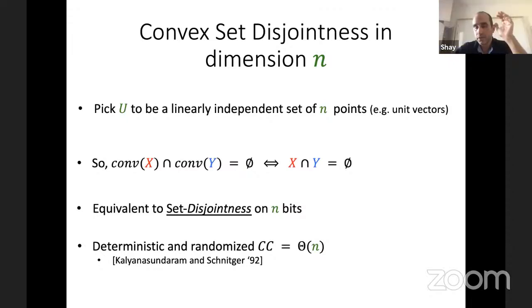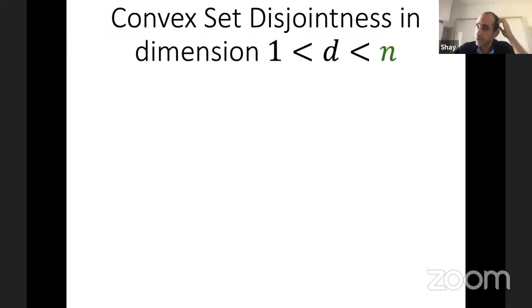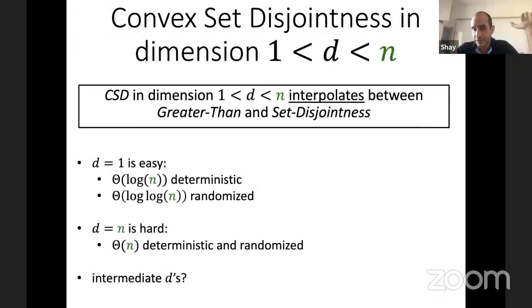Okay? So in dimension one, we've seen that it is very easy. We just need logarithmic communication, order of log n bits. And when the dimension is n, it becomes as hard as it can get. So we need basically n bits. And it is natural to ask what happens for intermediate d. What happens if d is a constant, or if d is square root n, or d is log n? How does the complexity grow with d? Okay, so this is the most basic problem, convex disjointness.